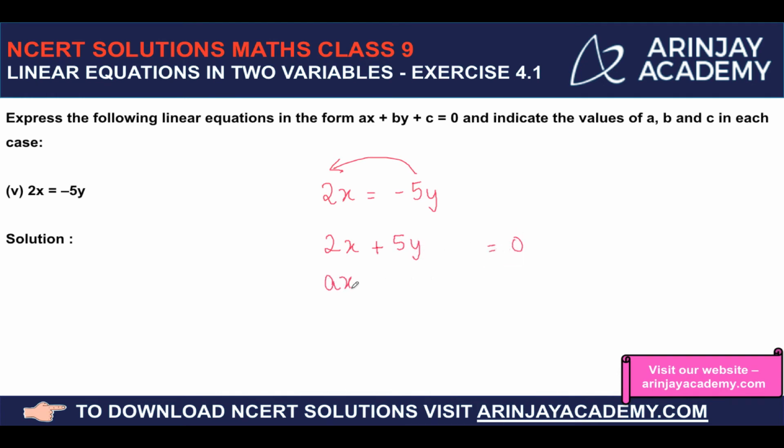Again, what is the standard form? Ax plus by plus c is equal to 0. But there is no c over here. So can I write this as plus 0? Again, when I compare the coefficients, a is equal to how much? 2. B is equal to 5 because the sign is the same over here. I don't need to change anything. And c is equal to 0.